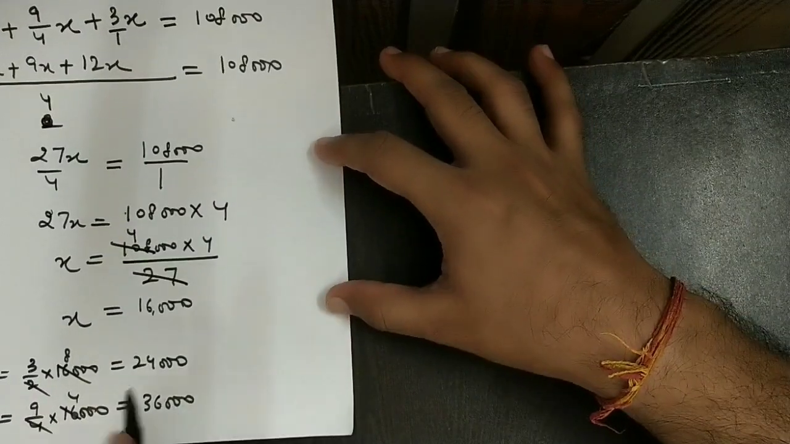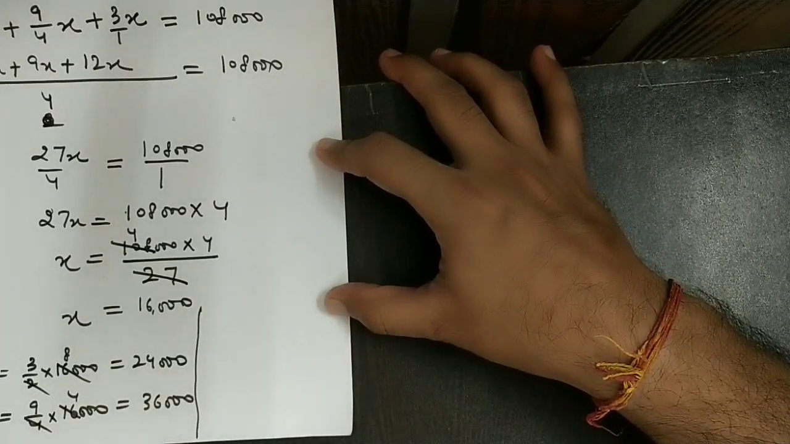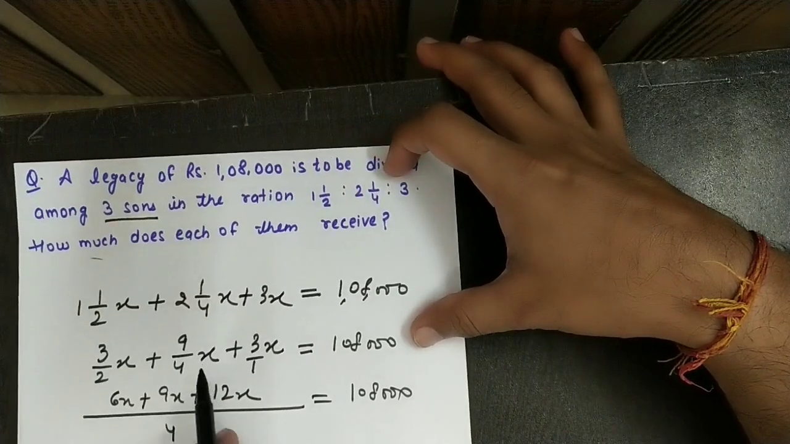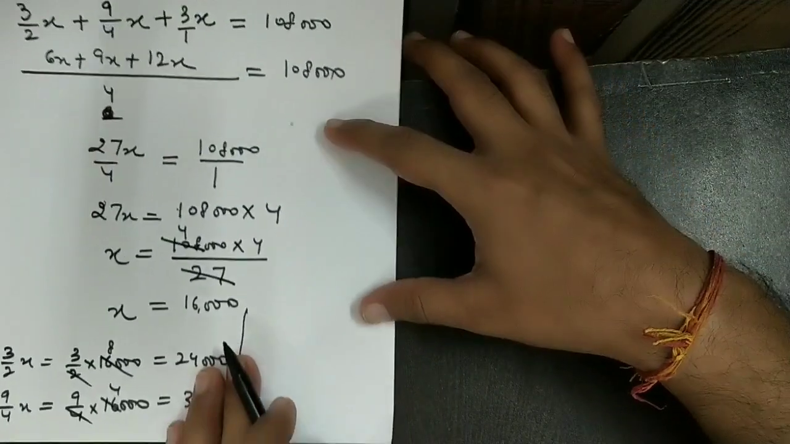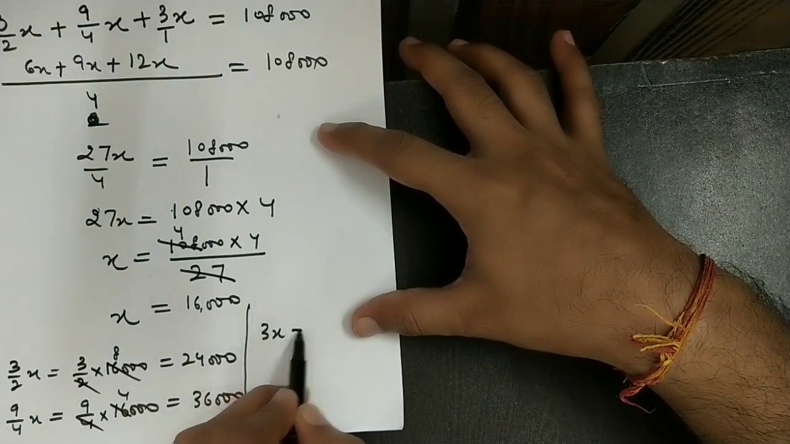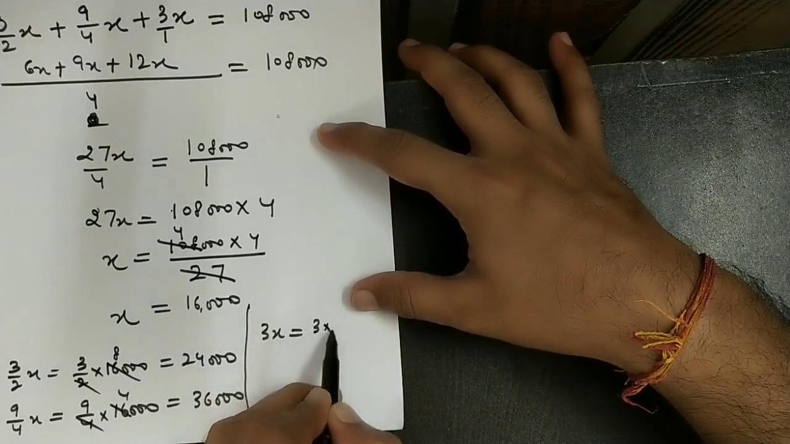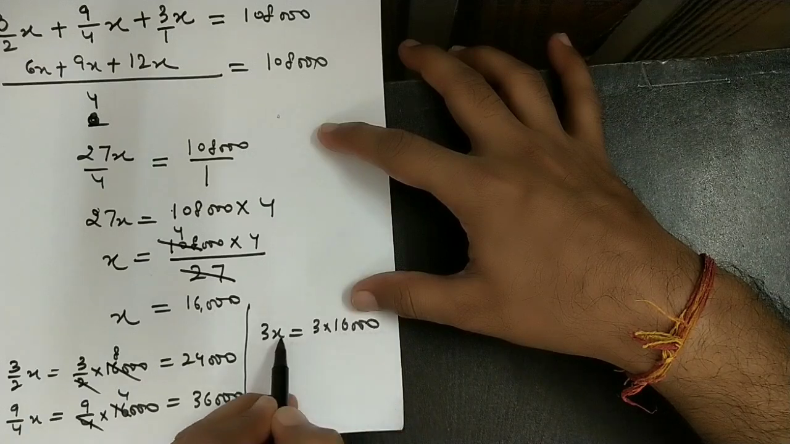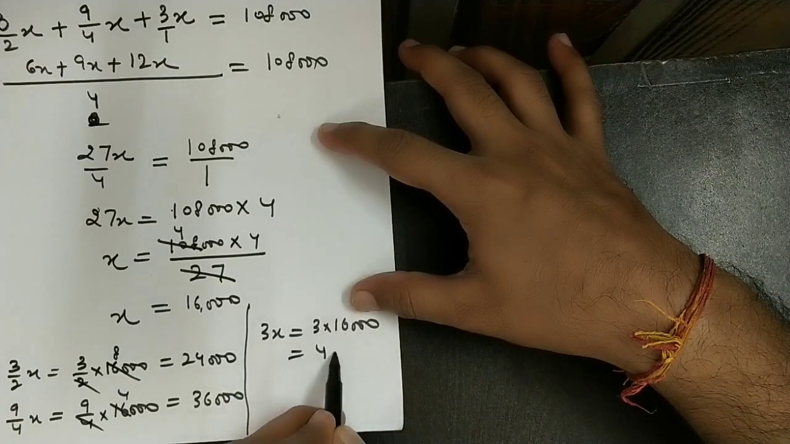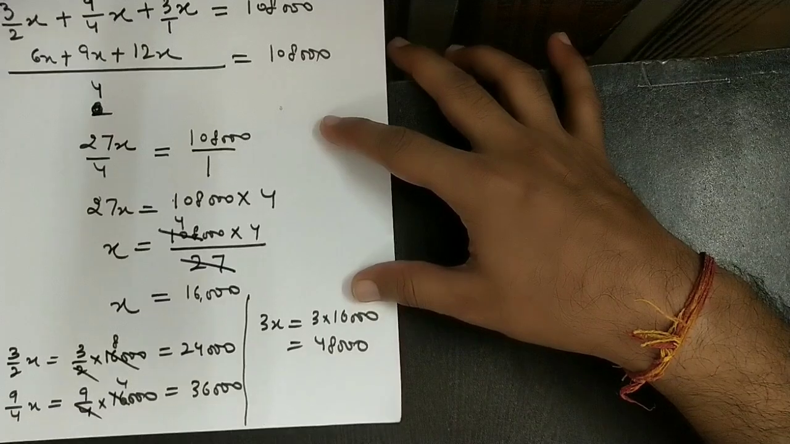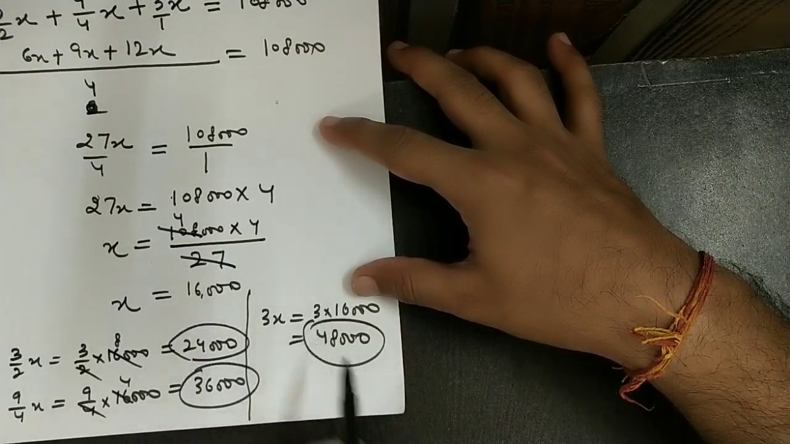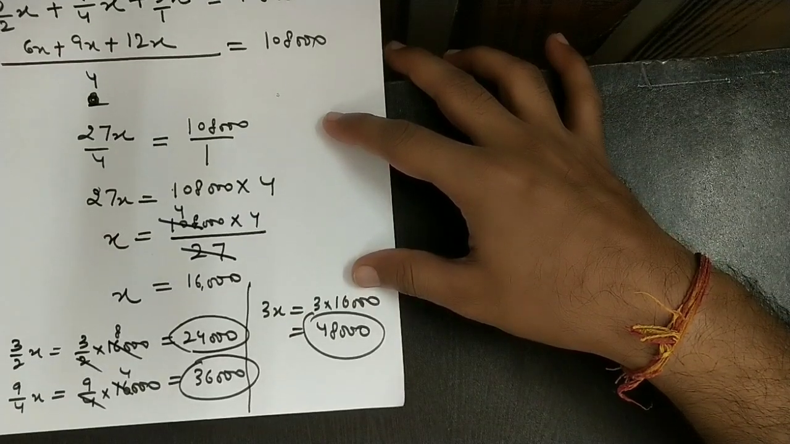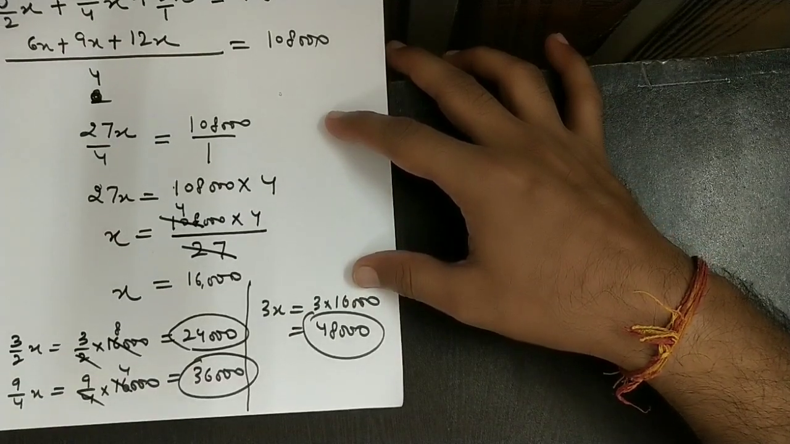Let's solve the third part also here only. The third person is getting 3x, equal to 3 into 16,000. The value of x is 16,000. The third person is getting 48,000. 24,000, 36,000, 48,000. This is how the legacy is getting divided.